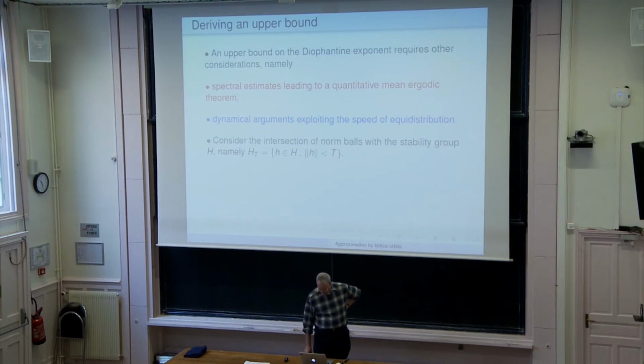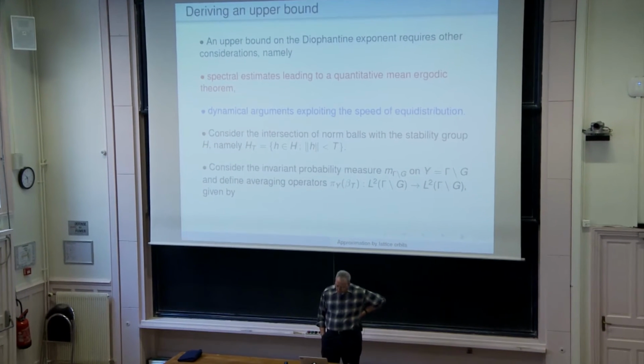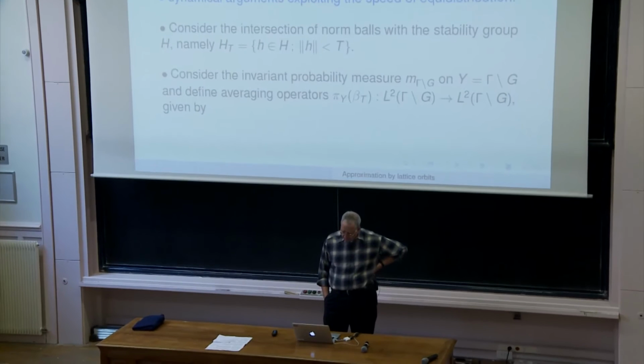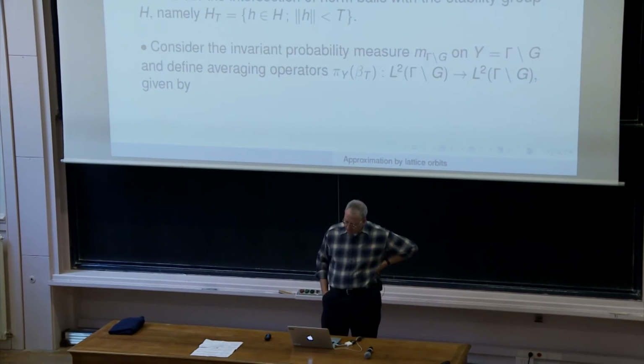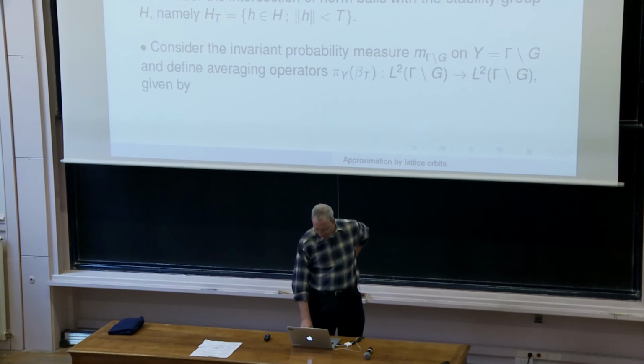And it's as follows. Consider the intersection of norm balls with a stability group H, namely, H_T is going to be the set of h in H whose norm is less than T. And we consider the invariant probability measure m on Y equals G mod Gamma. And we are going to define averaging operators pi_y beta_t acting from L2 of G mod Gamma to L2 of G mod Gamma.